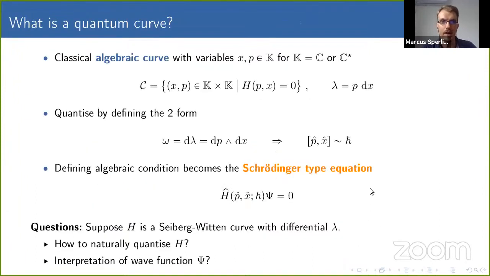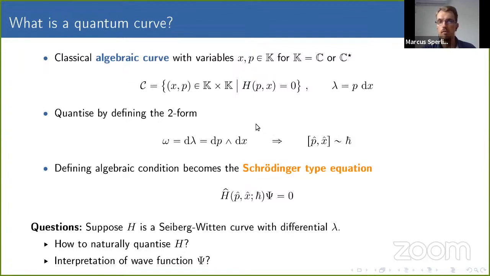The answer is surprisingly simple if you just remember quantum mechanics. The starting point is a classical curve, an object that takes two variables. We define the curve by defining a hypersurface, and here we can live in either the complex plane or the C star. Since we have two variables, we can proceed as in a normal quantization. I can define a two-form, and this two-form allows me to define a commutator between operators that I promote my commuting variables to. This commutator is proportional to what we can consider as a Planck constant.